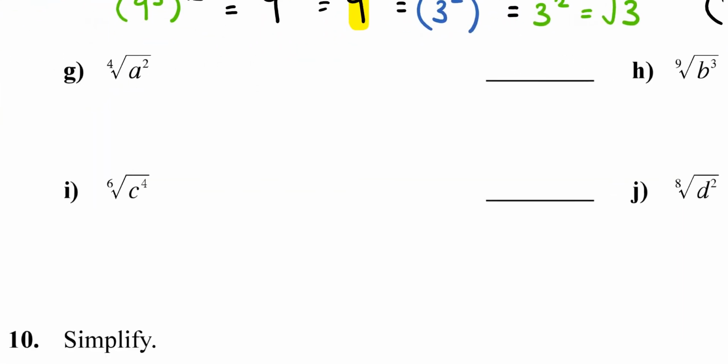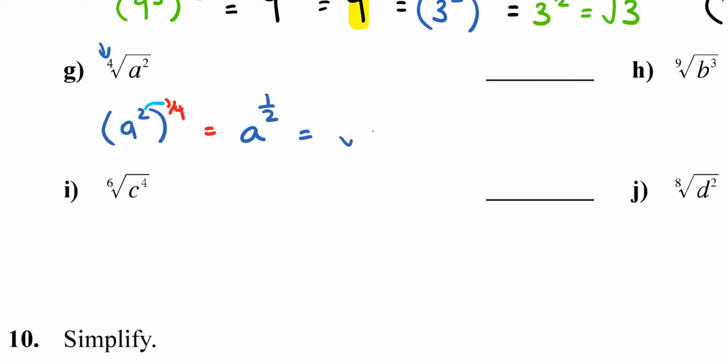Okay, let's move on to G here. My index here is now a 4, so the a to the power 2 remains, and I can raise that to the power 1 over 4. Then now we can multiply the exponents there, so 2 times a quarter is going to be a half, and anything to the power half is just the square root of that base, so root a is the final answer for that one.